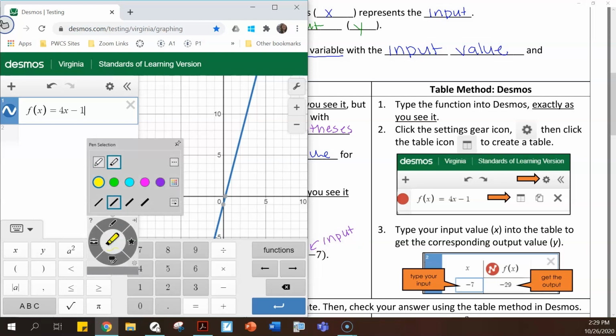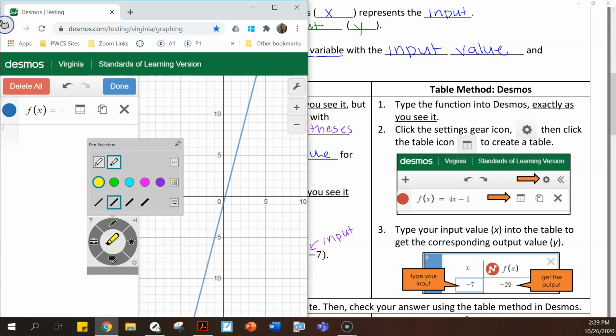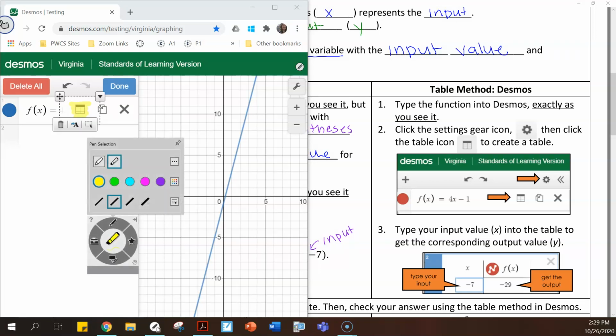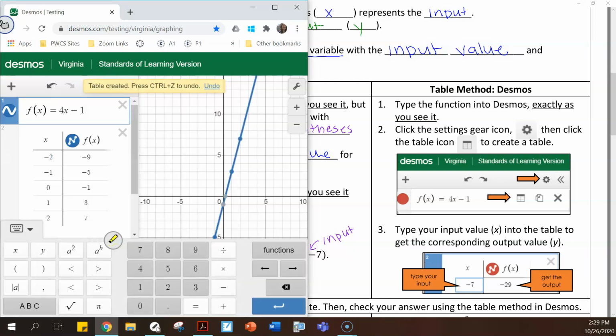It looks like this. Okay. I'm going to touch that gear icon right there. And now it's going to give me the option to change it to a table, copy it, or close out of it. I want to click on that table button. I want this to give me a table for my function.